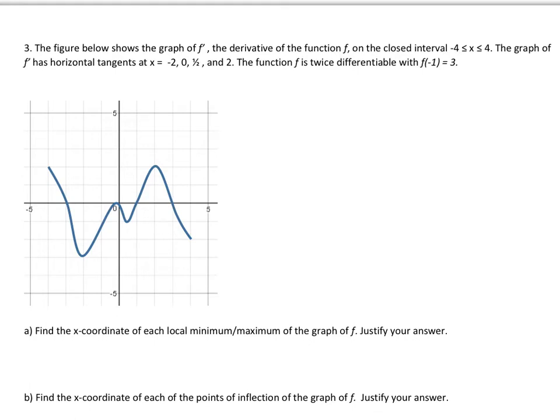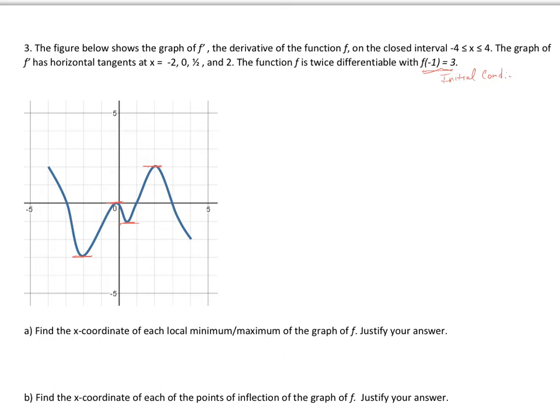So let's go ahead and indicate that. These are at x equals -2, x equals 0, x equals 1/2, x equals 2. So those are horizontal tangents there. So those are the points it goes through. And then the function f is twice differentiable. In other words, I can take the second derivative of it. So there's continuity involved, with f of -1 equaling 3. Oh, so now I'm given an initial condition. This is my initial condition. So this might help me later on graphing it.